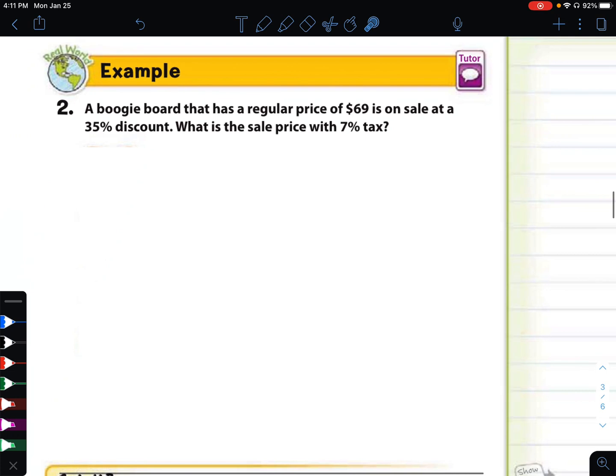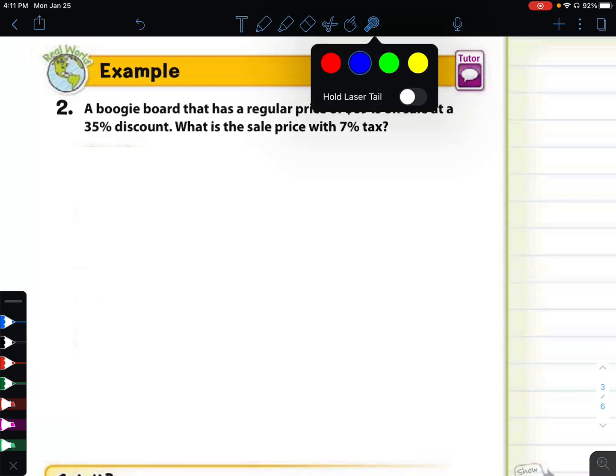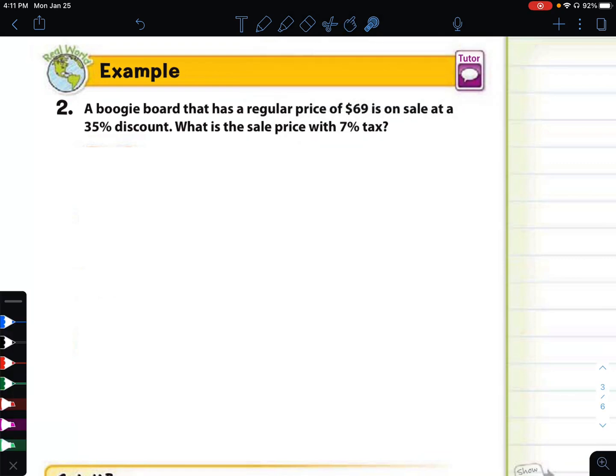Example number two talks about a boogie board that has a regular price of $69 and is on sale at 35% discount. What is the sales price, with 7% tax? Now we are going to be dealing with sales price and tax. So let's see how we do this.